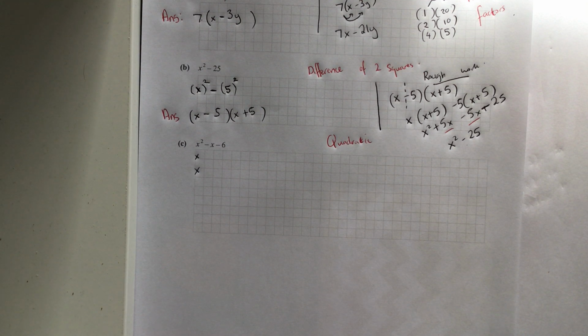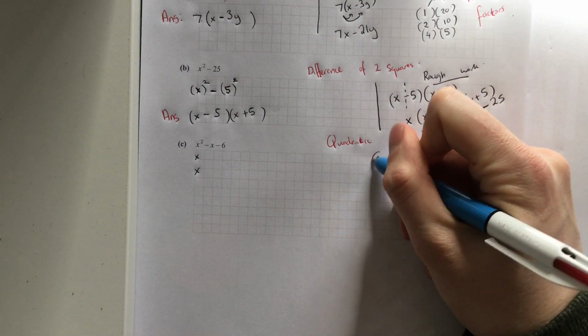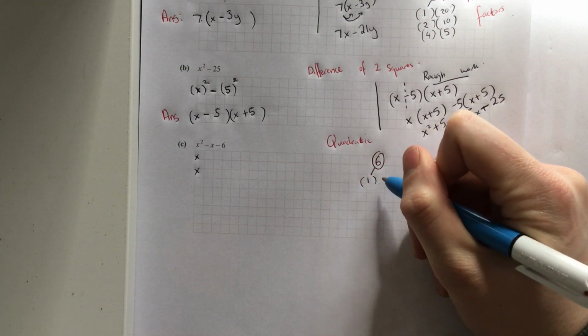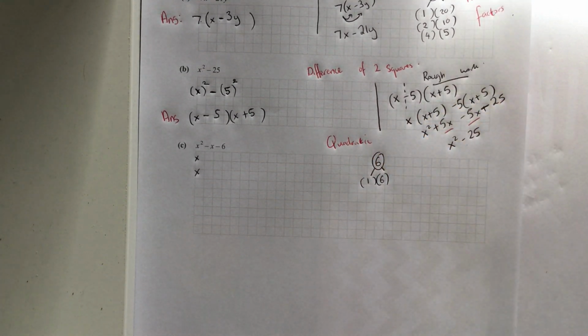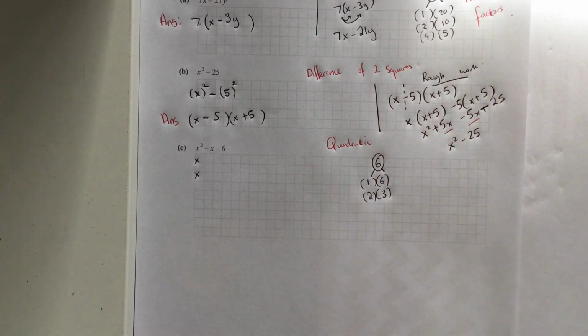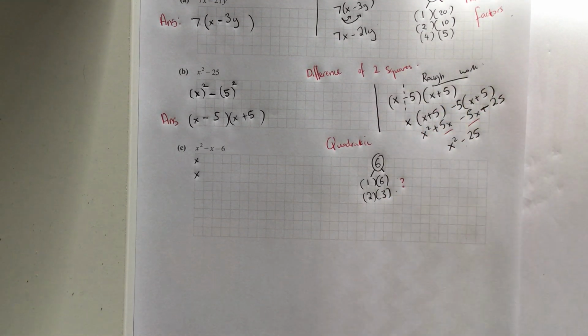You then think about the 6. If we think about it, 6 has a few factors. It is 1 bracket 6, or it could also be 2 bracket 3. So technically I could choose this one or this one. We have to go through a process of elimination to decide which is the best pair of factors to choose. Okay, so we'll put a question mark on that. We need to figure it out.